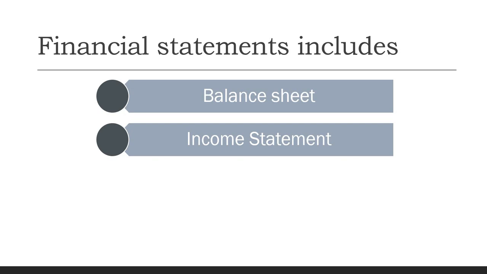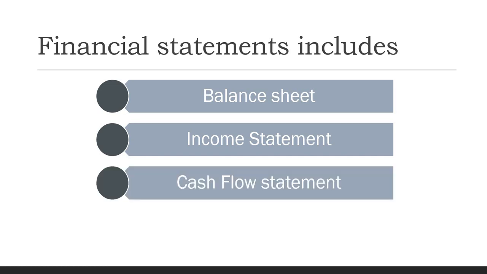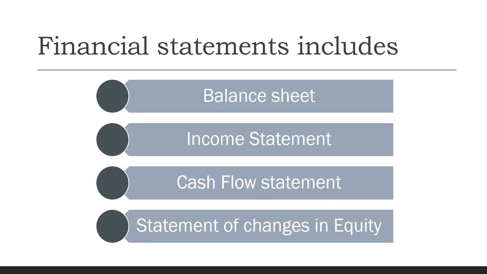Second one is the income statement. The income or expenditure statement states all the transactions, or the revenues and expenses, that are incurred in your company. Thirdly, it is the cash flow statement, one of the most important statements, which shows the inflow and outflow of cash transactions in your company. And lastly, the statement of changes in equity.